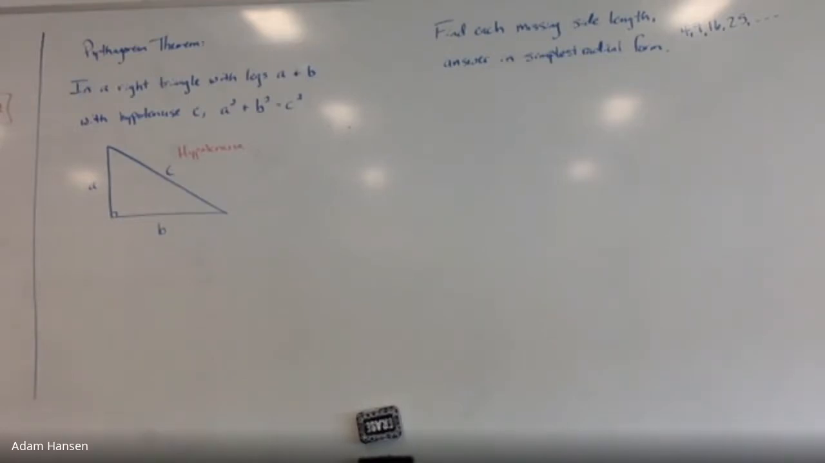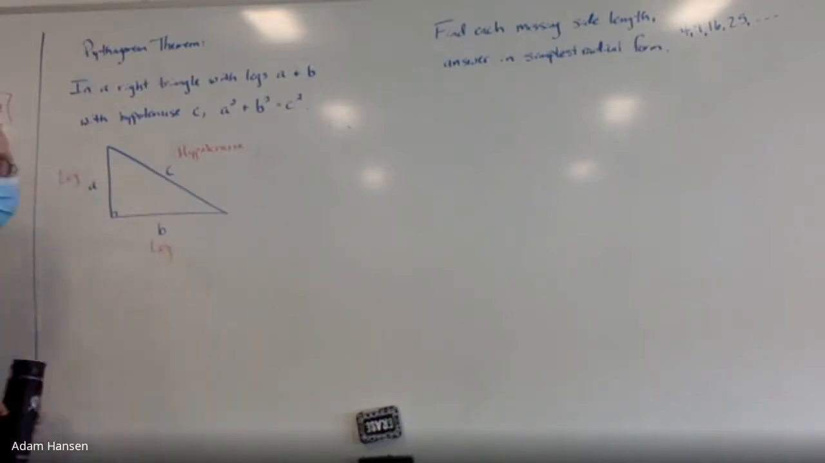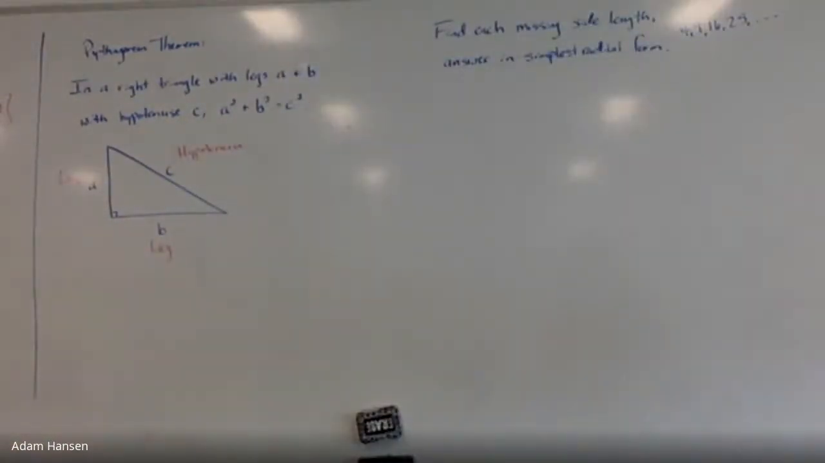The other two sides that form the 90-degree angle measure, the other two sides that are shorter than the hypotenuse, are called the two legs. A and B are each called the two legs of our right triangle. Typically, one leg is shorter than another. A long leg, a short leg, the hypotenuse.